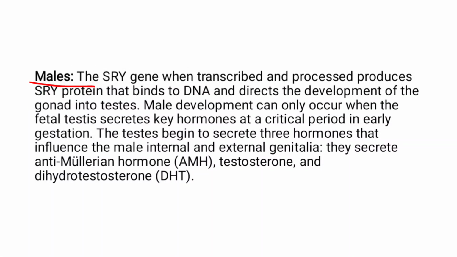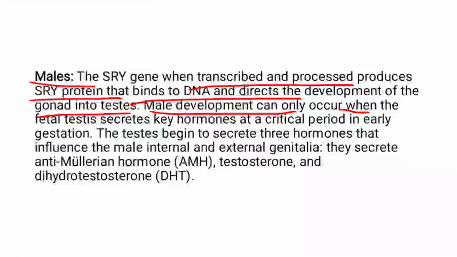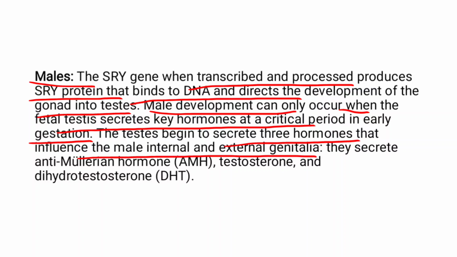Males. The SRY gene, when transcribed and processed, produces SRY protein that binds to DNA and directs the development of the gonad into testis. Male development can only occur when the fetal testis secretes key hormones at a critical period in early gestation. Testes begin to secrete three hormones that influence male internal and external genitalia. They secrete anti-Mullerian hormone, that is AMH, testosterone, and dihydrotestosterone.